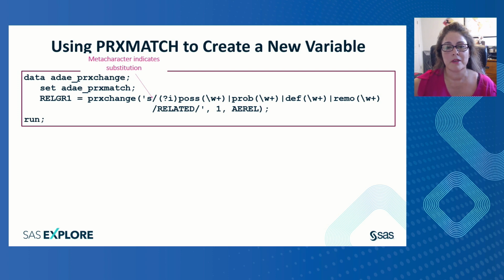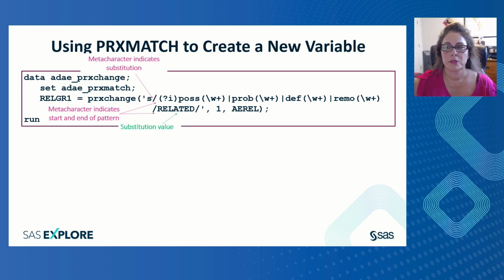Notice that the placement of the S is prior to the first forward slash. The forward slashes indicate the start and end of the pattern. And so you'll see in this particular function, there are 3 forward slashes. The first forward slash and the second forward slash, anything between them is the pattern that we're going to be searching for.